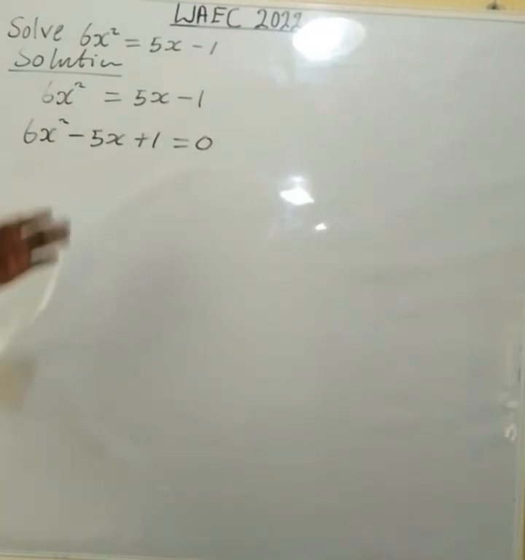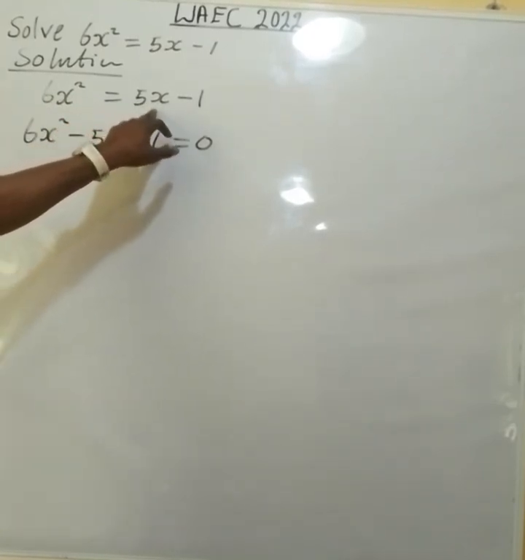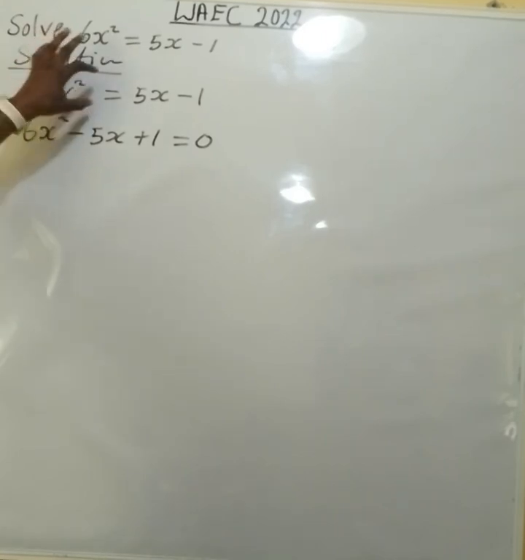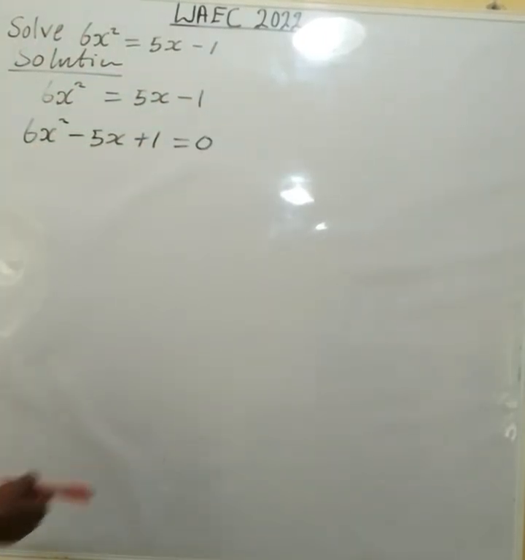And you know, when you are dealing with elementary class, when you want to carry out something like this, we say subtract both sides by 5x minus 1. So 5x minus 1 will come here, and it will cancel what you have here, then it equals 0. So now let's continue.